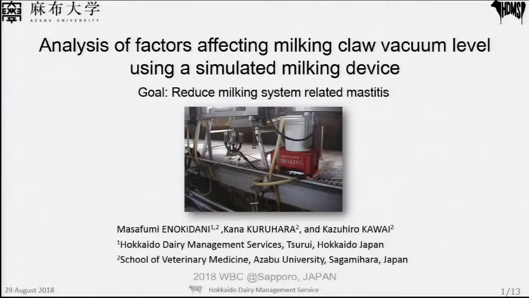Hello everyone. Welcome to Sapporo, Japan, and enjoy eating Japanese dairy products, especially sweet cake. So my presentation title is Analysis of Factors Affecting Milking Claw Vacuum Level Using a Simulated Milking Device.